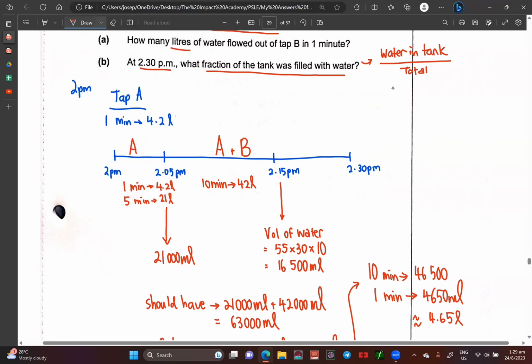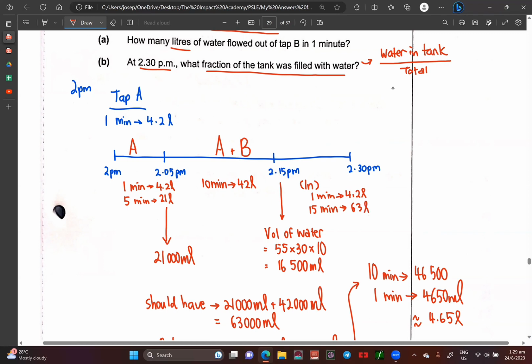So let's talk about A first. For A itself, water in, maybe we can write down in over here. That is for 15 minutes. So for 1 minute, we have 4.2 liters. Then for 15 minutes, that will basically be 4.2 times 15. So 63 liters of water goes in from 2:15 to 2:30.